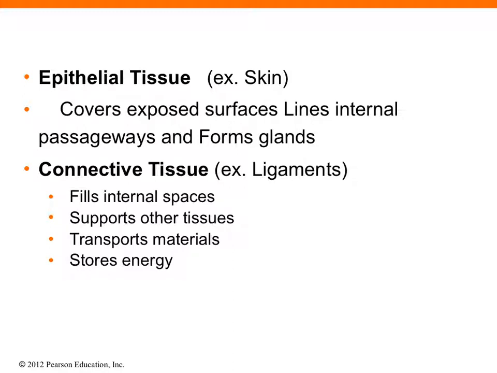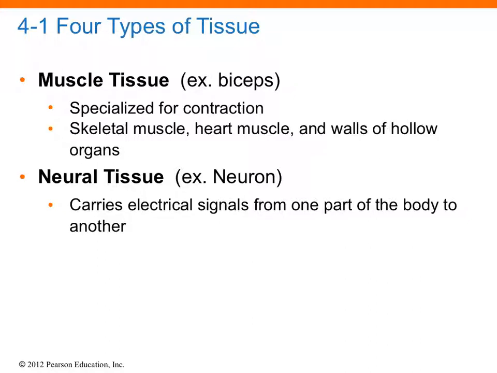Connective tissue, an example, would be the ligaments, and it fills the internal spaces, it supports other tissues, and it transports materials and stores energy. Muscle tissue, an example, would be the biceps. It's specialized for contraction, and there's 3 types of muscle tissue: skeletal muscle, cardiac or heart muscle, and then smooth muscle, walls of the hollow organs. There's neural tissue, an example would be the neuron, and this tissue carries electrical signals from one part of the body to the other.